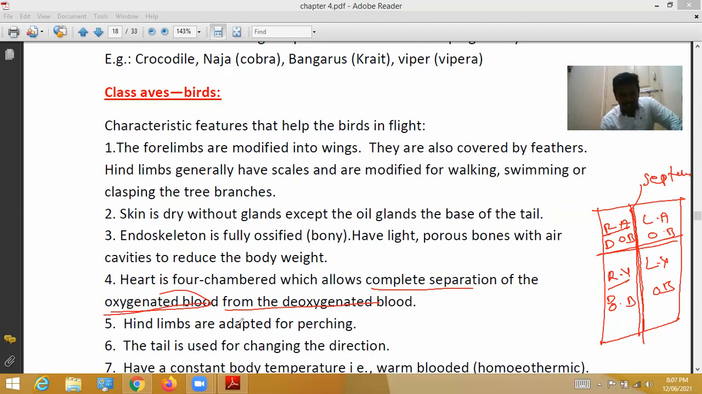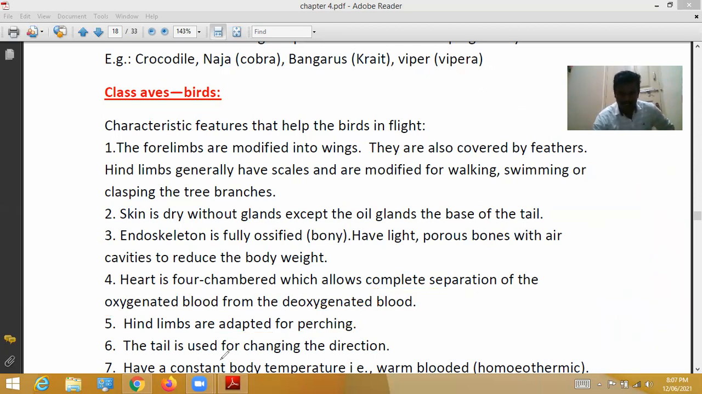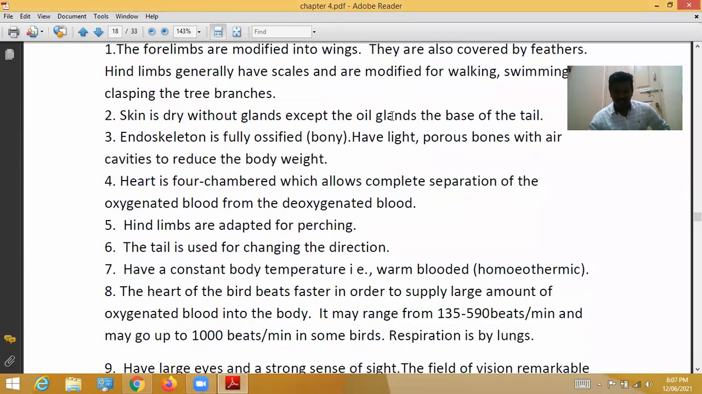The hind limbs are adapted for perching. Perching means, here, scratching the soil or any waste materials to collect the food materials. So the tail is used for changing the direction.